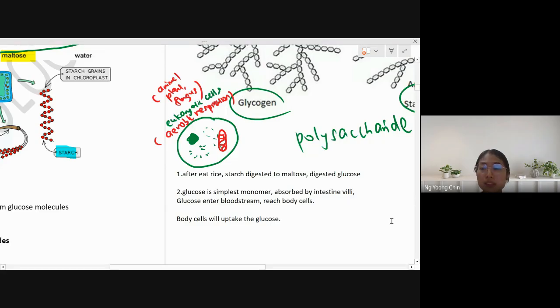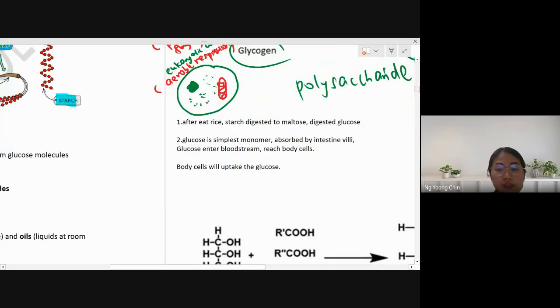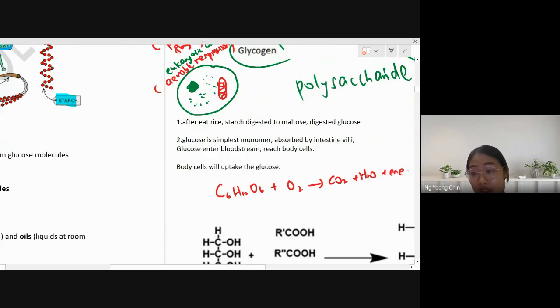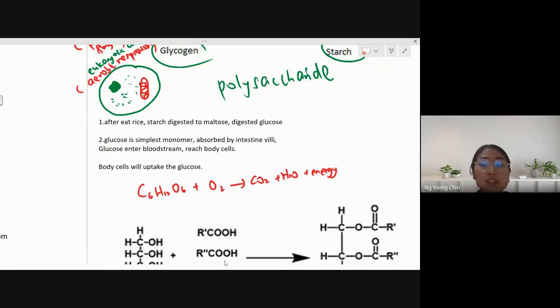They are able to use C6H12O6, which is glucose, together with oxygen. They will break down the glucose and release carbon dioxide, water, and also energy. So this is the equation for cellular aerobic respiration. Remember to draw the balanced equation, with 6.